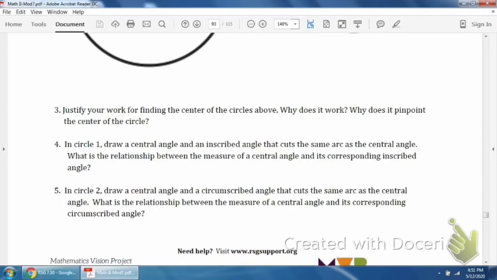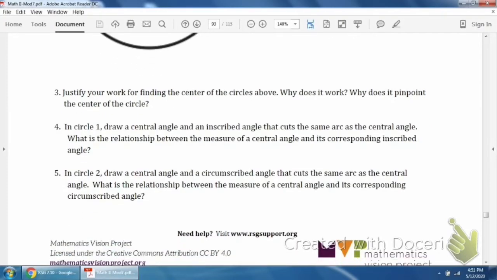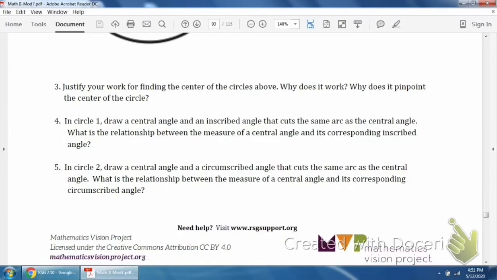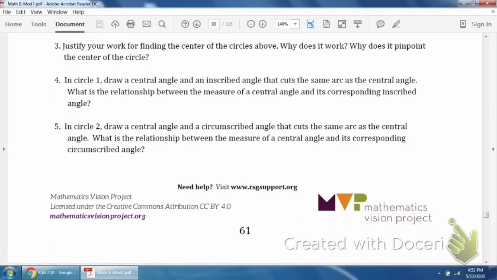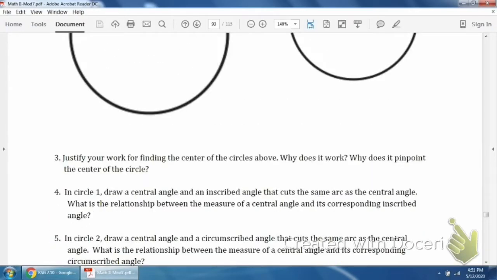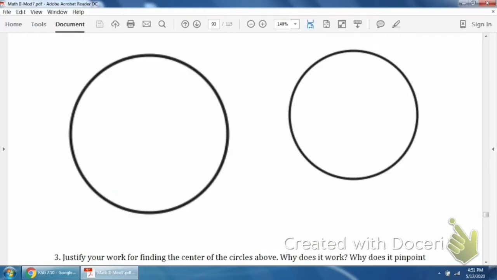Alright, it's 3, 4, and 5. 3 talks about how you did it, so that's what we just talked about. 4 talks about central angles and inscribed angles, and what the relationship is. So again, I just want you guys to remember this. This is like the main idea of this chapter.